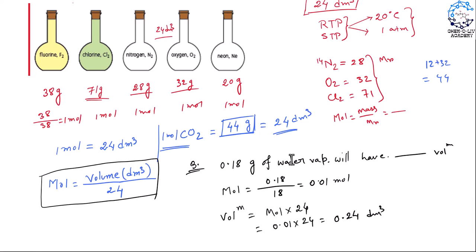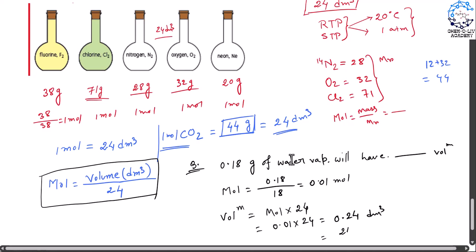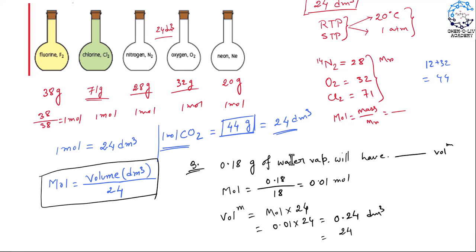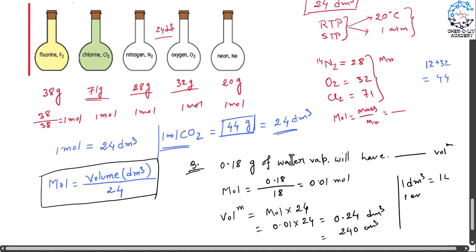Or else you can write 0.24 into 1000 centimeter cube. So that means 240 centimeter cube. This is also given in decimeter cube for your convenience. 1 decimeter cube equals 1 liter. 1 centimeter cube equals 1 ml. So that means 240 ml, right? Okay.